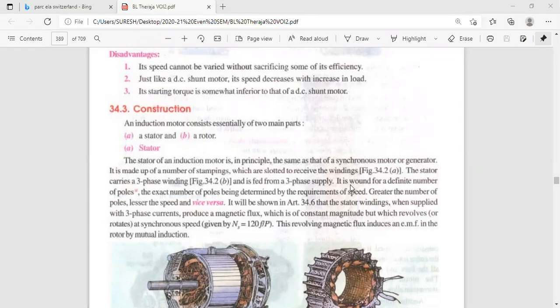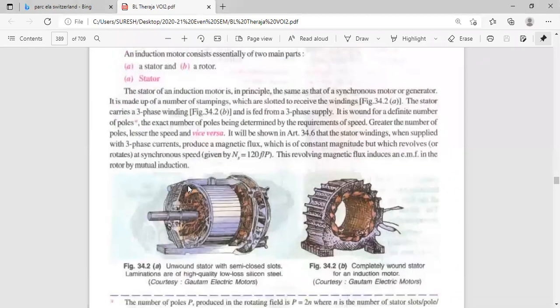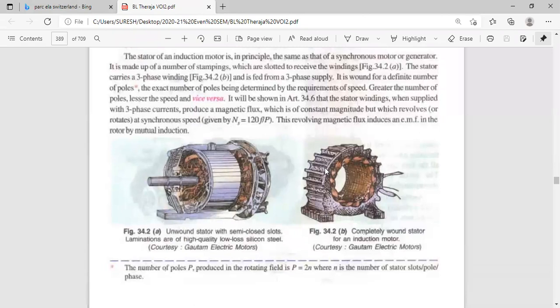In the last class, we discussed the construction of stator and rotor. Here, this is the stator part. In the stator, which type of winding are we taking? Anyone? What is the type of winding you are taking in stator? Three-phase star connection.